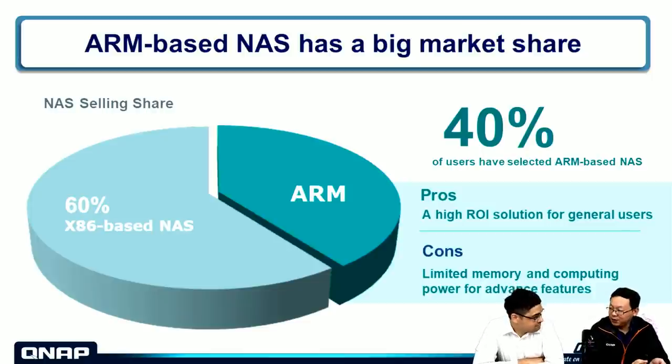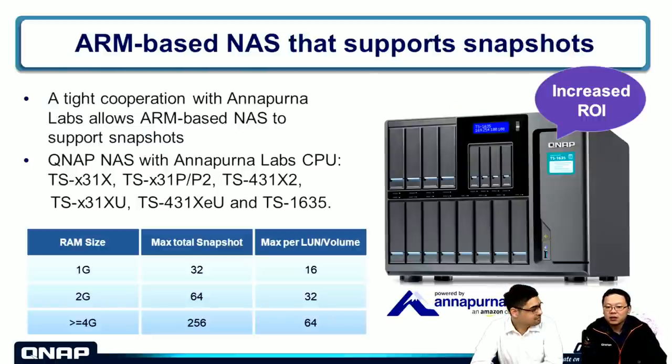But as mentioned before, we have many ARM-based NAS. Those NAS don't support the snapshot feature. Yeah, previously, right? Yes. In the new QTS, now we can support ARM-based NAS to provide more data protection for our customers. For ARM-based NAS, now we support models like TS-x31X, 31P or P2, a lot of new models. For snapshot number, it depends on RAM size from 1 gigabyte to more memory.